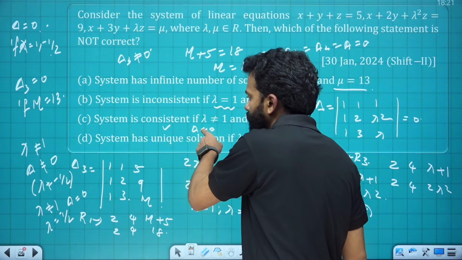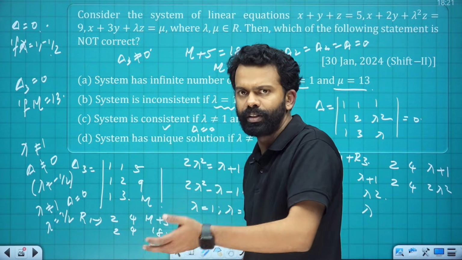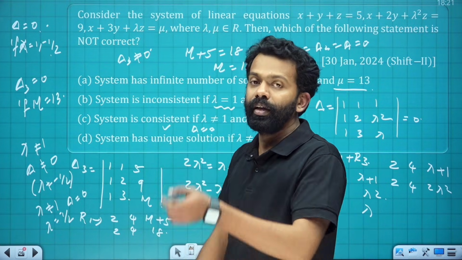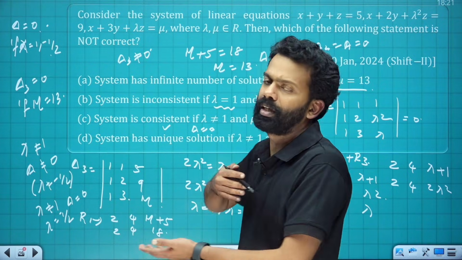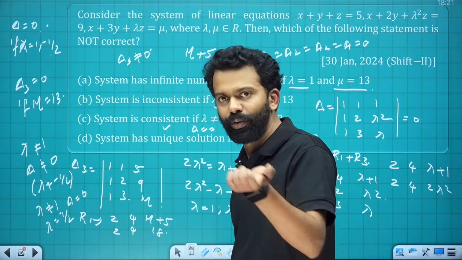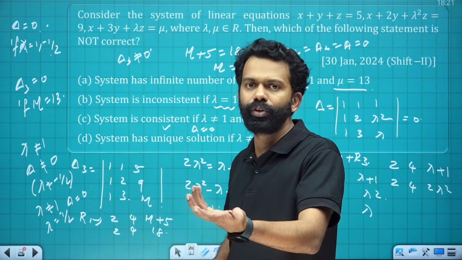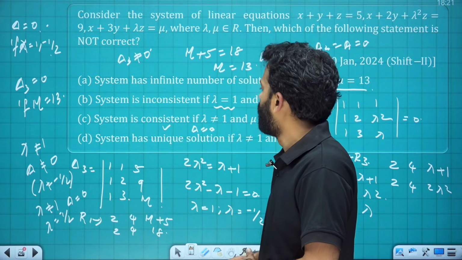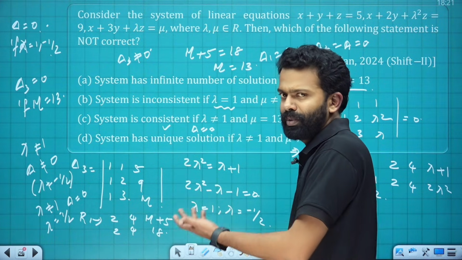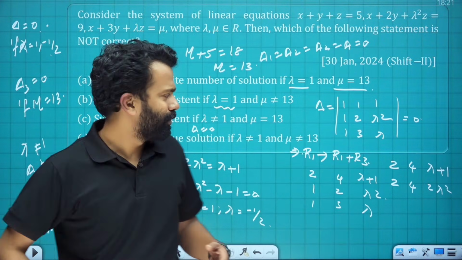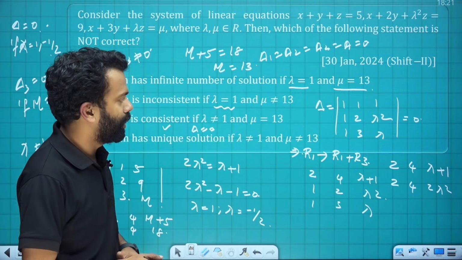See, in one case this becomes 0 and in one case this is not equal to 0. If it is not equal to 0, we don't have to bother about the other determinants. They will be consistent. And if it is equal to 0, and we know that for mu equal to 13 the other determinants are also equal to 0, then also the system of equations is consistent. We don't have to bother about whether they have a unique solution or infinite solutions. And the next one, we don't have to go through this one. All the first three options are correct and this will be incorrect. For the sake of it, we can check it. System has a unique solution if lambda not equal to 1 and mu not equal to 13.